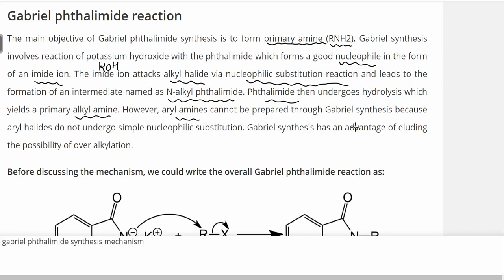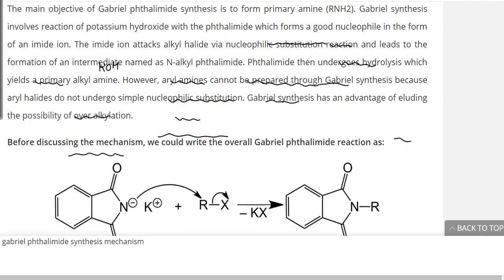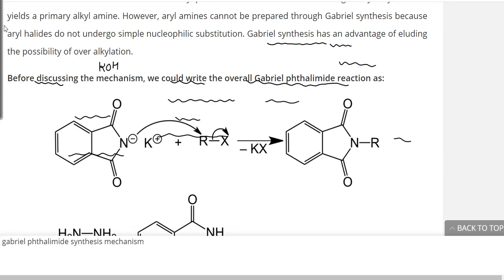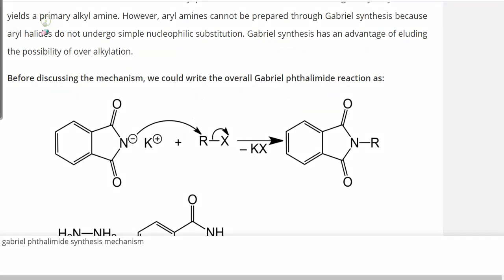prepared through Gabriel synthesis because aryl halide do not undergo simple nucleophilic substitution reaction, and Gabriel synthesis has an advantage of eluding the possibilities of over alkylation of our amines here. Okay, so here we will obtain primary amines only, and no secondary or tertiary amines can be formed out here. Next, what is the procedure for preparing the primary amines from the phthalimide reaction?